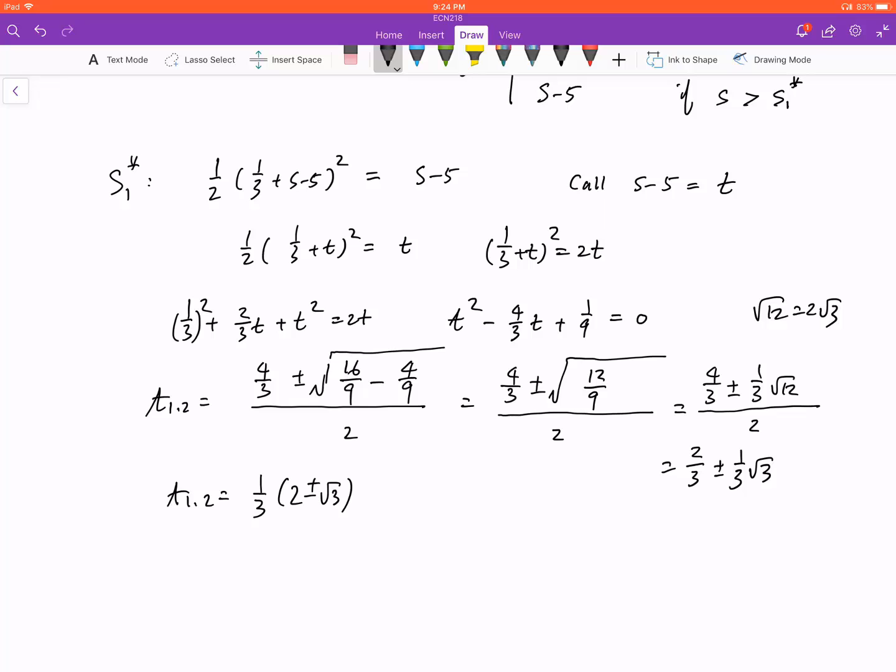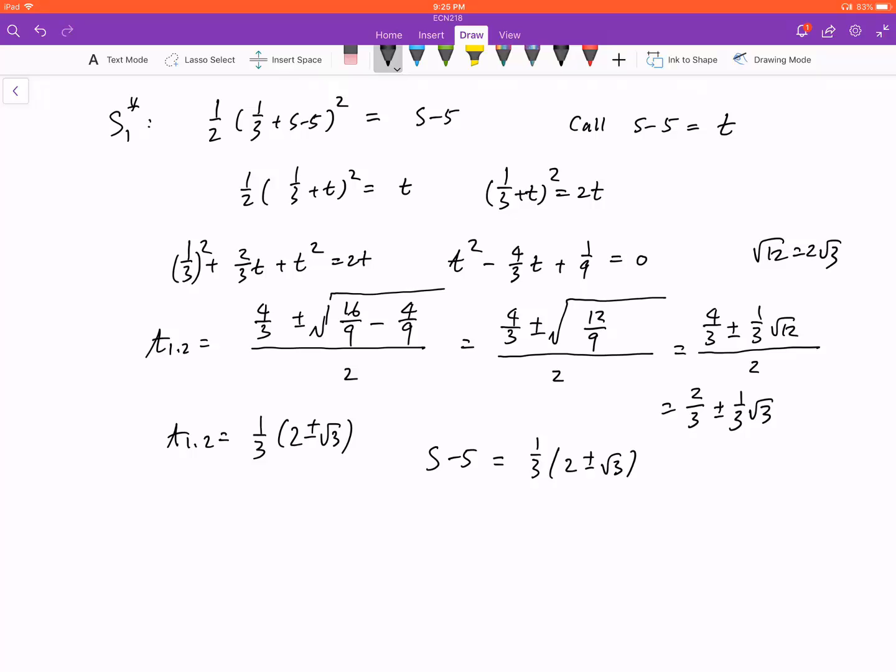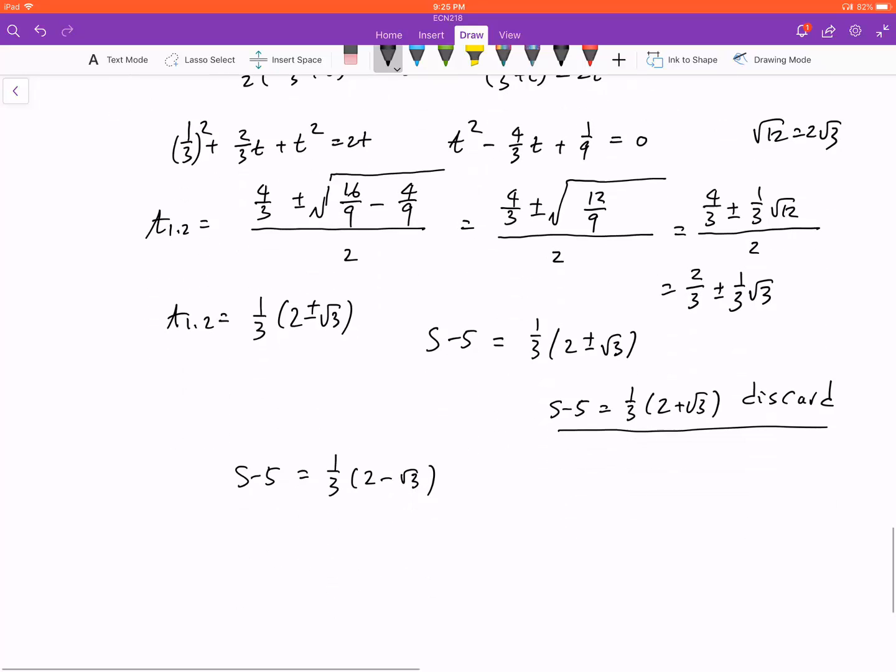But you remember, this is t, so we have S minus 5 is possibly 1/3 of 2 plus minus root 3. If we go back over there, we know that S1 over here is just a little bit bigger than 5 and smaller than 5 plus 2/3, right? So the plus sign is not reasonable. S minus 5 equal to 1/3 of 2 plus root 3 must be discarded because it's way too big. And the one we really have is S minus 5 is equal to 1/3 of 2 minus root 3. This one over here is positive and it's not too large. And then we have S1 star is equal to 5 plus 1/3 of 2 minus root 3.